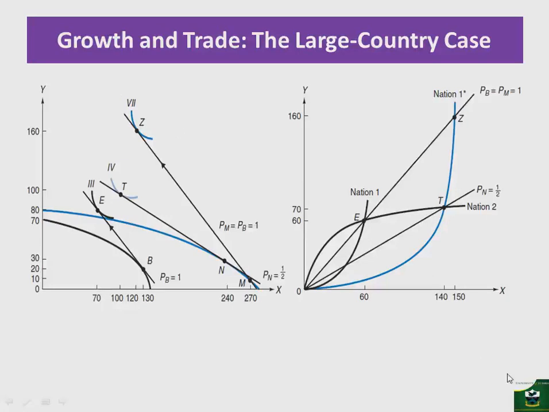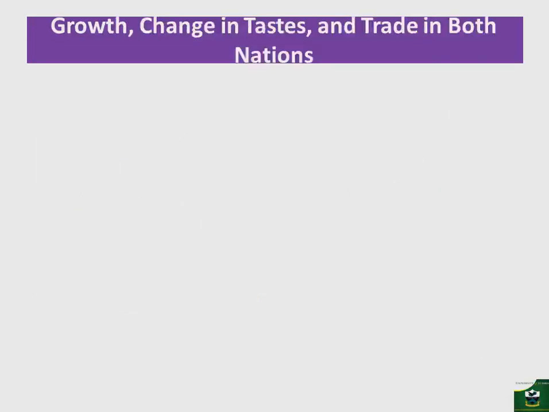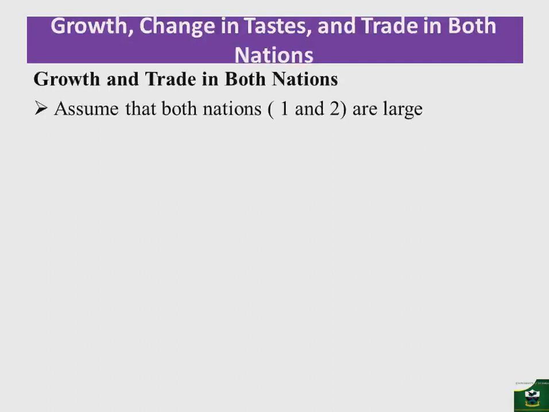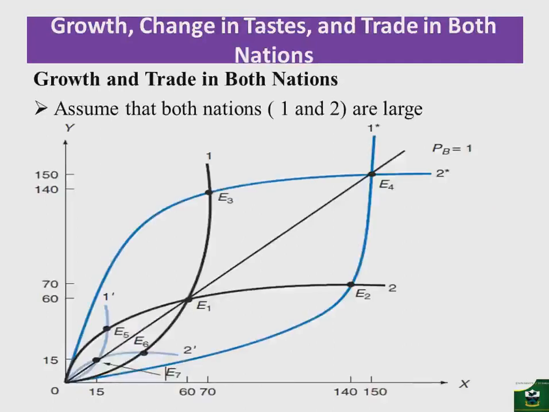Okay, so let's look at growth in both nations. Suppose we are looking at it from both nations. If we assume that both nations are large, then you will see that if the nations are initially at point E, let's call it E1. So at this point, where nation 1 is exporting 60X and importing 60Y, we are defining equilibrium here before growth.